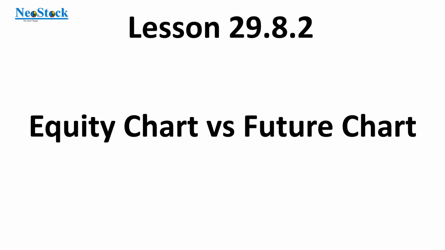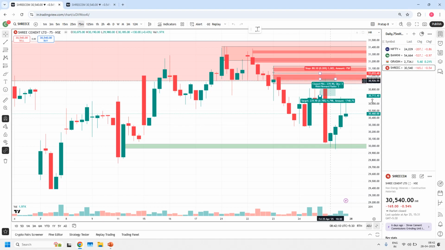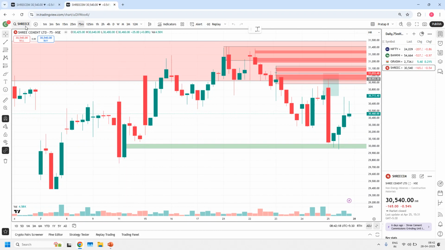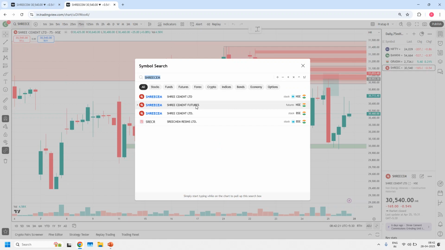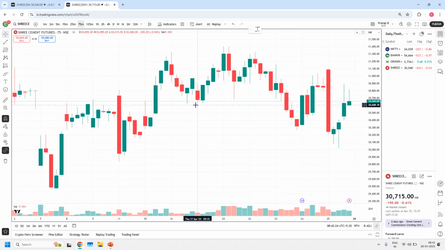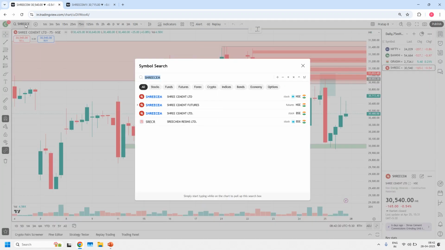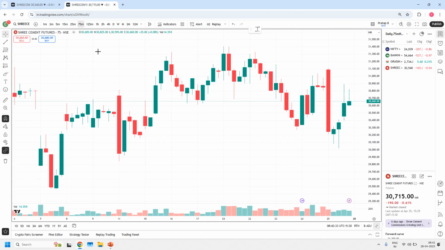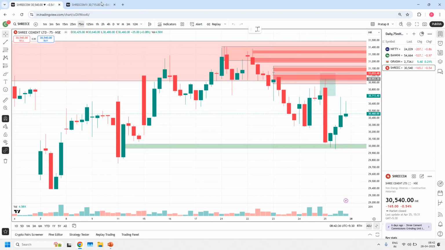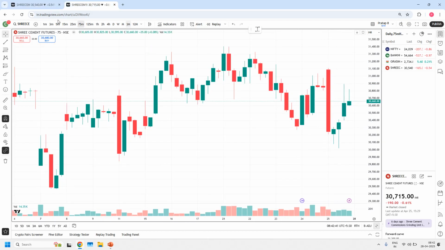Now, first of all, why are we not planning our trades on the futures charts? See, this is the equity chart, and this is Sri Cements. Yesterday we discussed this chart. And if you go to the futures chart, let me open Sri Cement futures. So this is a futures chart, and this is the equity chart. Is there any difference? Looks similar, but there is a difference. Some price differences will be there.